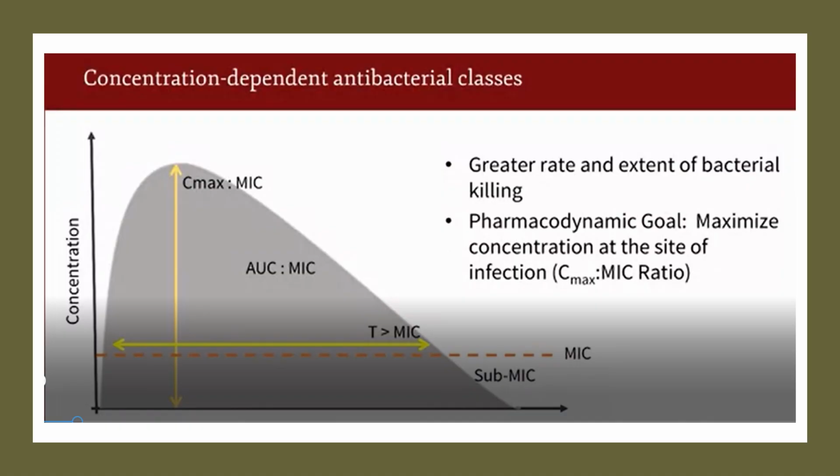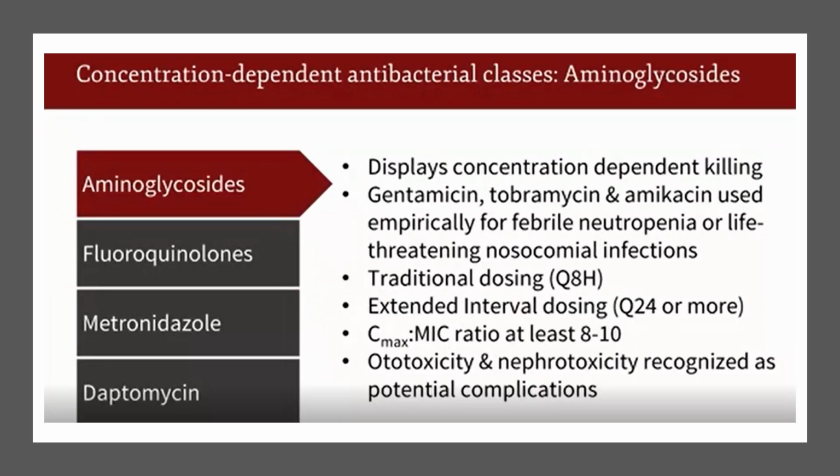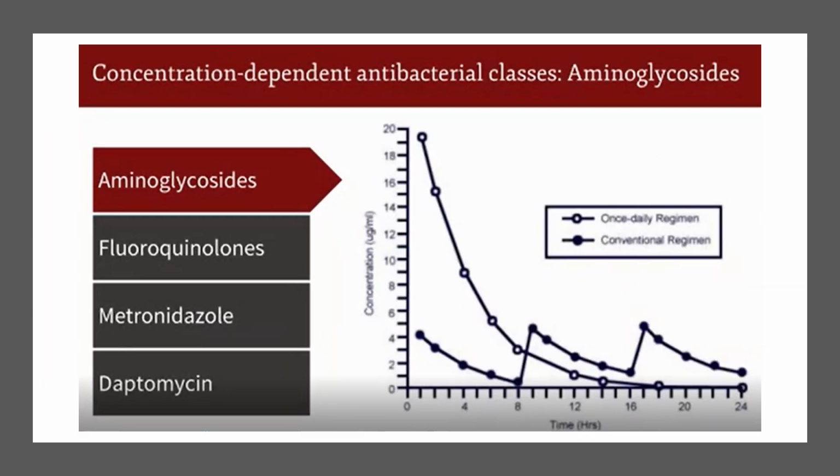Higher concentrations of antibiotics give a greater rate and extent of bacterial killing. The pharmacodynamic goal is to maximize the concentration. For example, aminoglycosides display concentration-dependent killing. As you can see from the chart, the higher the concentration, the better; once-daily dosing ensures the efficacy of the antibiotic.